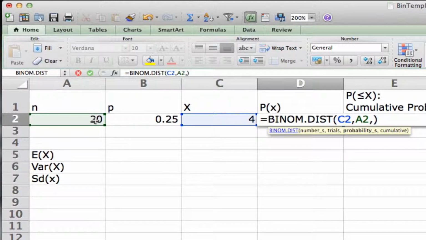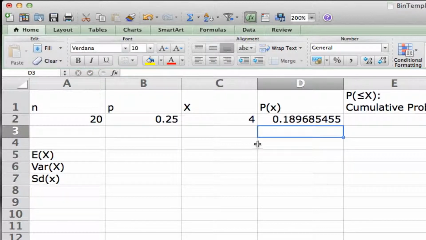And the probability_s is the probability of success, and that information is in cell B2. Now the final argument is cumulative. Since we're only interested in an exact distribution, I'm just going to put 0, or you can also use false, to let Excel know I'm just looking for the probability of exactly 4 successes. And the answer here is 0.1896.